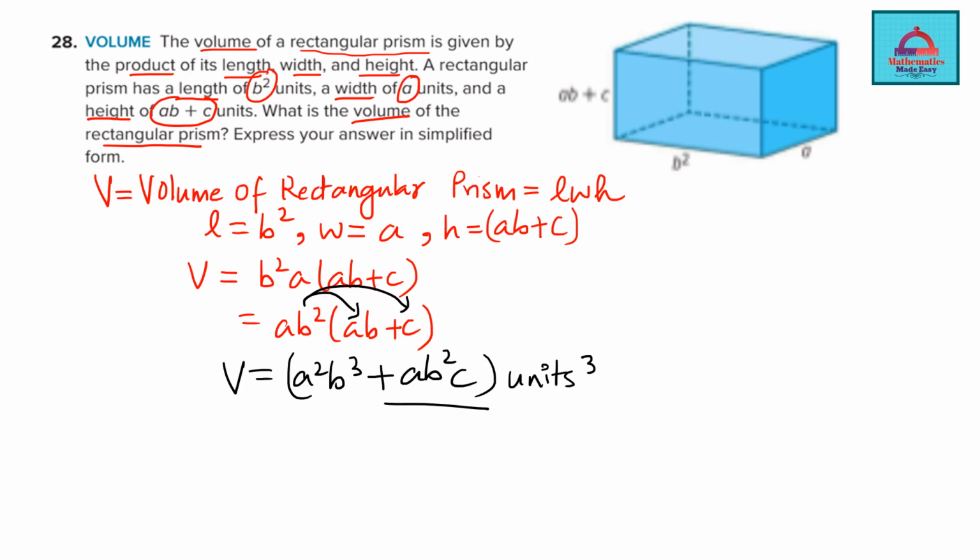You have multiplied unit, multiplied with unit, multiplied with unit. So that's why you get this volume. Express your answer in simplified form. We have simplified by using the distributive property. So this is going to be your final answer.